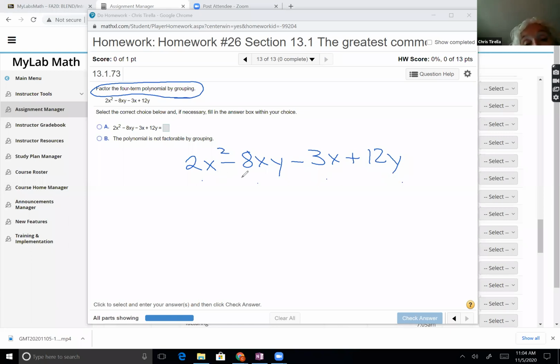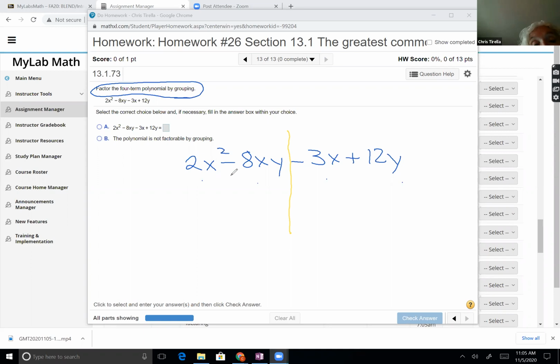First thing I always ask is, is there anything common to all 4 terms? I see some of them are divisible by 2, but not all of them. Some are divisible by x, but not all of them. Some are divisible by y, but not all of them, and the same with 3. So I don't think there's anything common to all 4 terms. Everybody all right with that decision? Then we said if there's nothing common to all 4, 4 is too many, so we want to split it in half and look at it 2 at a time.